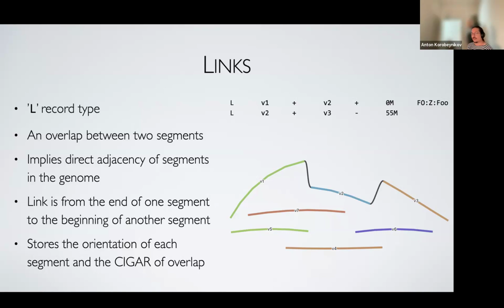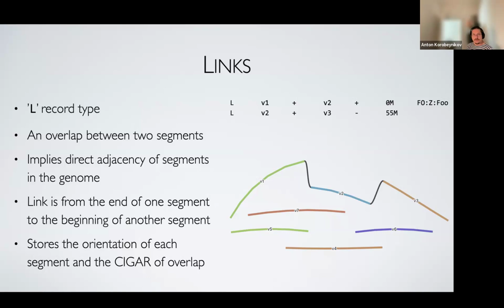So we implicitly think that everything is bidirectional. Genomes are bidirectional, right? We have two strands, the forward and reverse strand. But usually we don't need to store both strands. We only need to specify the orientation.